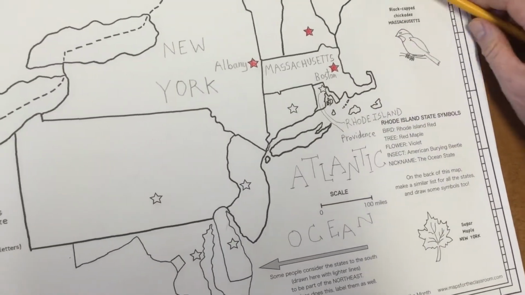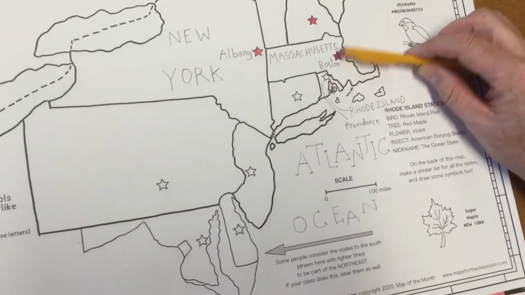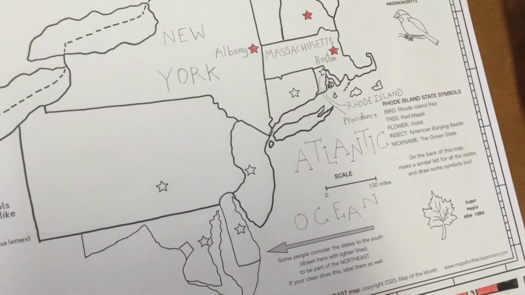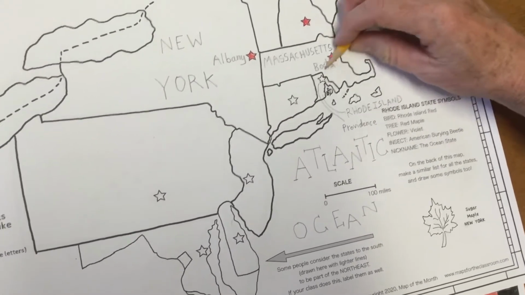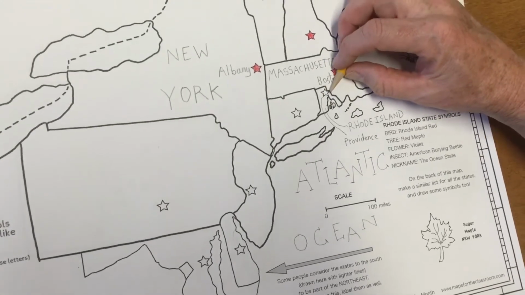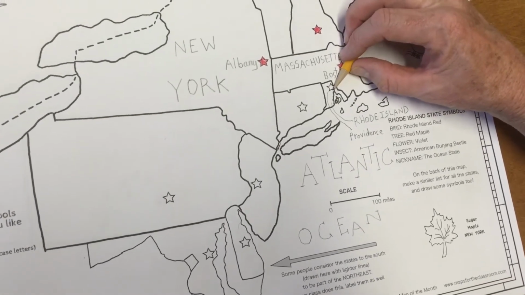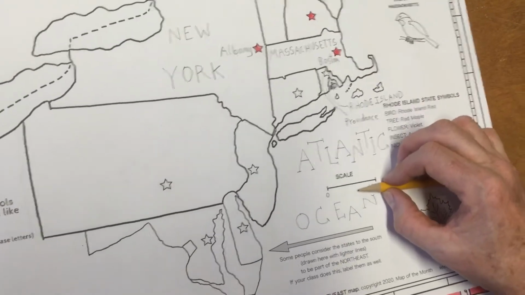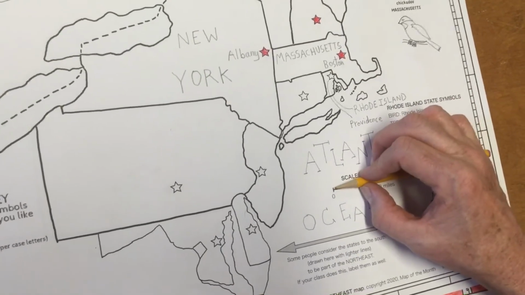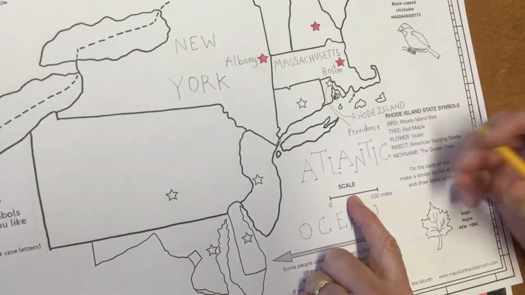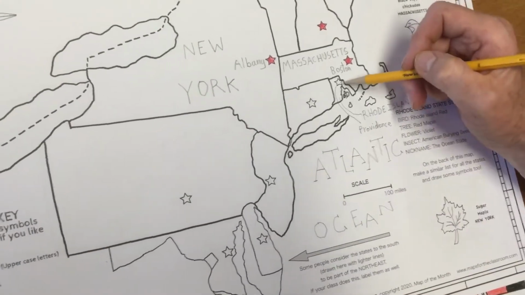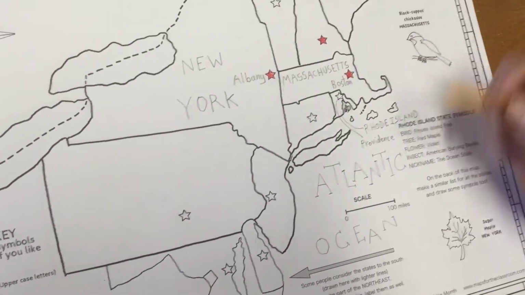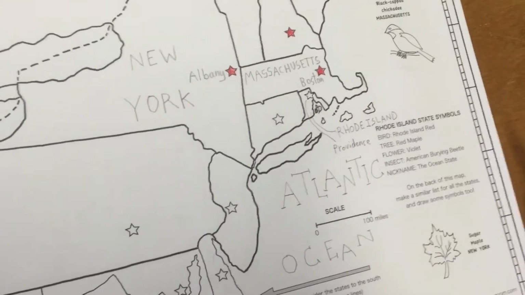Like I know that from Providence to Boston is approximately 50 miles. So if I was to put my pencil from star to star, that would be about half the scale right there. You can see that's about halfway. So that would be about 50 miles from Providence to Boston. So you can measure distances using the scale.